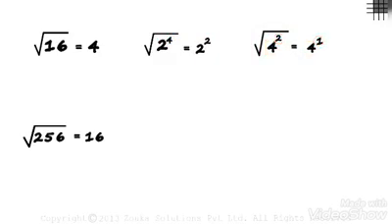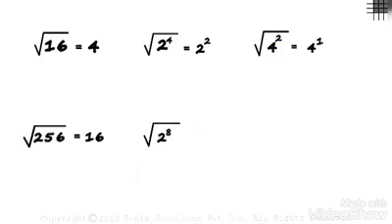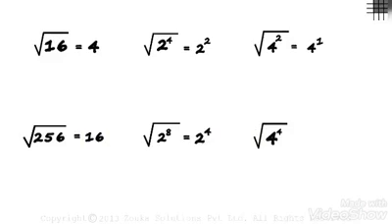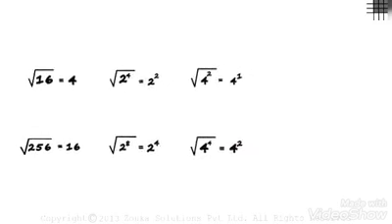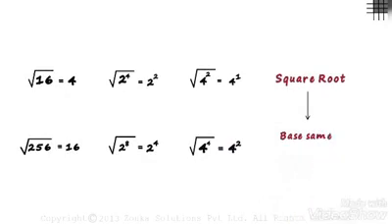Does this work every time? Let's see. This can be written as square root of 2 raised to 8, or maybe even square root of 4 raised to 4. And 16 can be written as 2 raised to 4 and even 4 raised to 2. In this case, the base remained the same and the exponent was halved. And in this case too, the exponent was halved. So remember, when you have a number in exponential form and you want to find its square root, just keep the base same and halve the exponent.